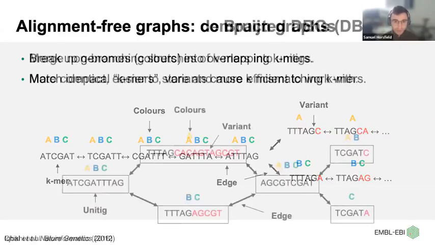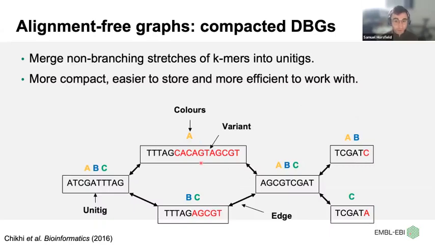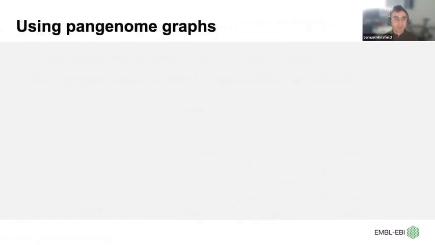memory. And so a variation on these original De Bruijn graphs are compacted De Bruijn graphs, where these long stretches of k-mers which have k-1 overlap are merged into unitigs. You can see here we have the same information as before. We can see which genomes each unitig is found in. So A, B, and C here. This unitig is only found in genome A or in genome B and C. This is much more compact, easier to store, and more efficient to work with. And this, rather than using uncompacted De Bruijn graphs, I'd always suggest using compacted De Bruijn graphs. There's no real reason why you wouldn't want to do that.